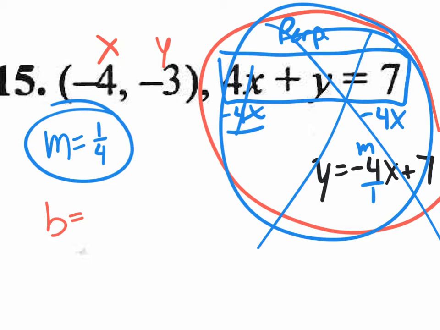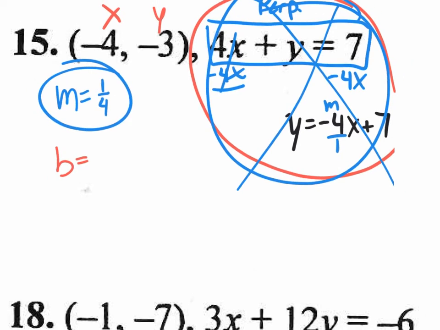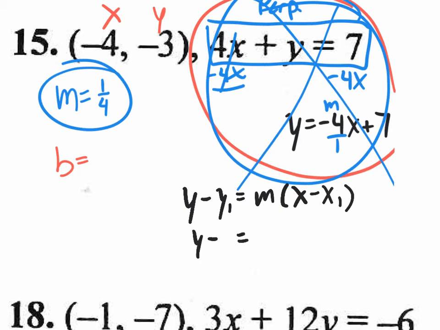Point slope, just for fun. Actually, we'll do both just for fun right here. So let's go point slope. Point slope is y minus y1 equals m parentheses x minus x1. So it's really y minus blank spot equals blank spot parentheses x minus blank spot.